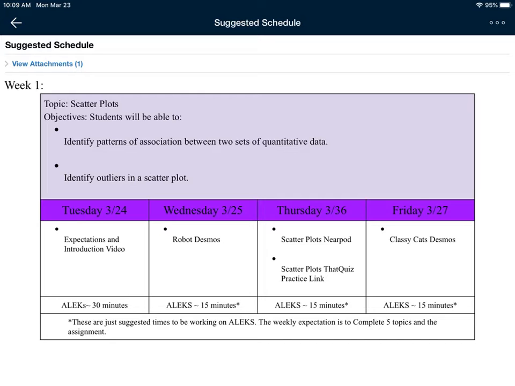Today will be a little more involved, some new content, so you'll really need to focus today. Hopefully all's going well with you. We're going to do two things. We're going to do a Nearpod lesson on scatter plots and a practice link on scatter plots. Keep in mind you should continue to work to reach your ALEX goal, your assignment, and your 5 additional topics.